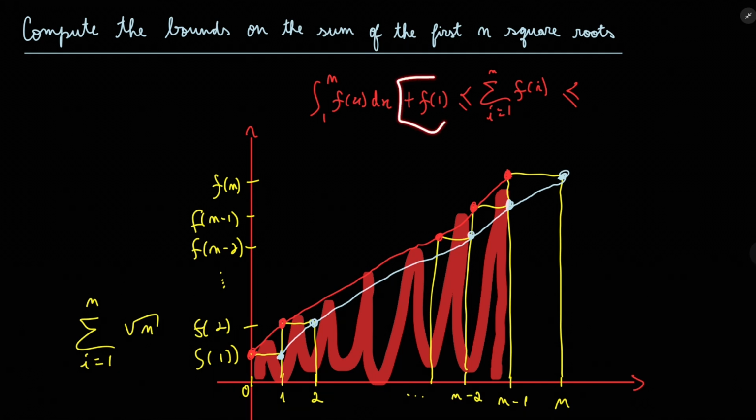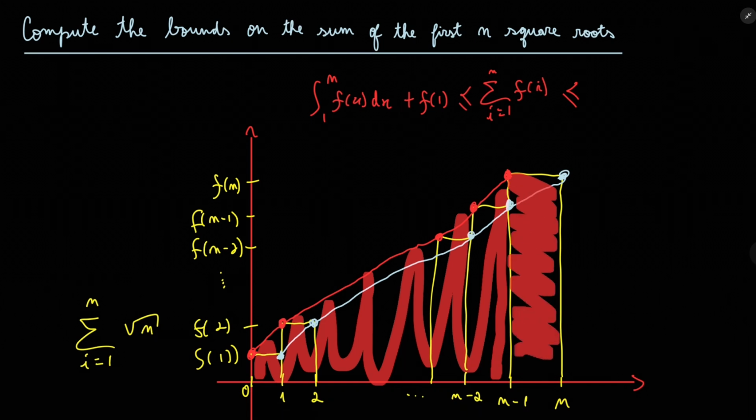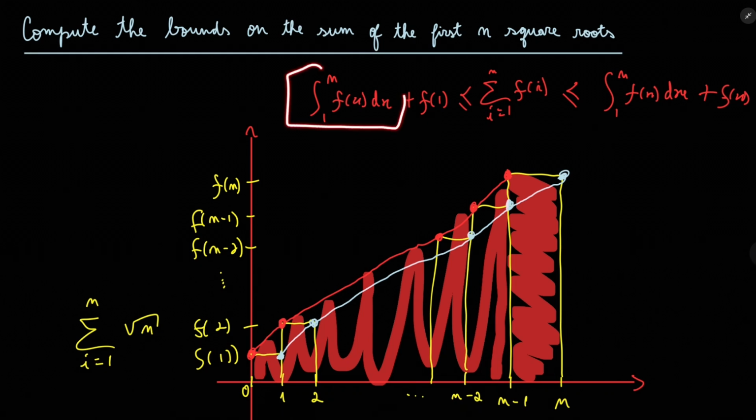And instead of summing f of 1 as we did before, now we need to sum this part, this rectangle, which is f of n. So our upper bound is going to be, again, the integral from 1 to n of f of x with respect to x, but now plus f of n. Notice that these terms are the same.